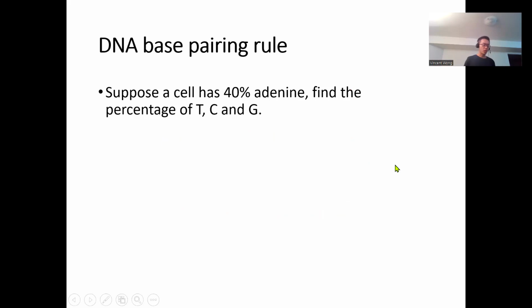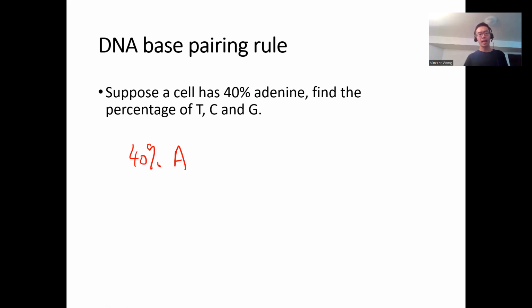Okay, you will probably see this question on the quiz. Let's just try to do it a little bit. It's a bit of math, but don't worry, it's not too complicated. Suppose the cell has 40% adenine. Find the percentage of T, C, and G. So, 40% adenine. Right away, you should know that if there is 40% adenine, something else must also be 40%. What is the other base that is also 40%? Help me out here.